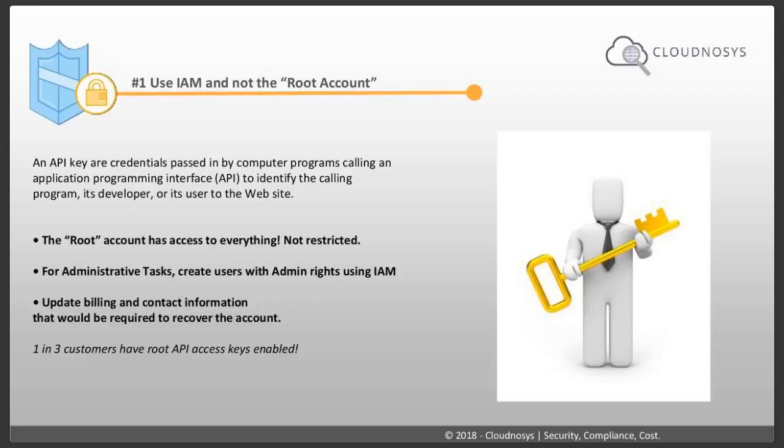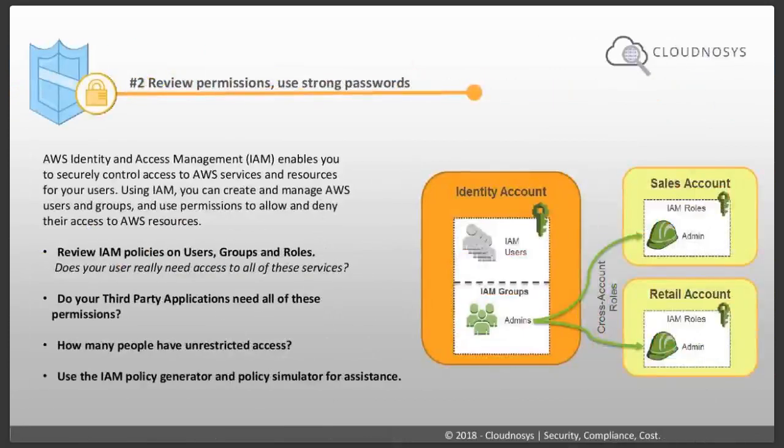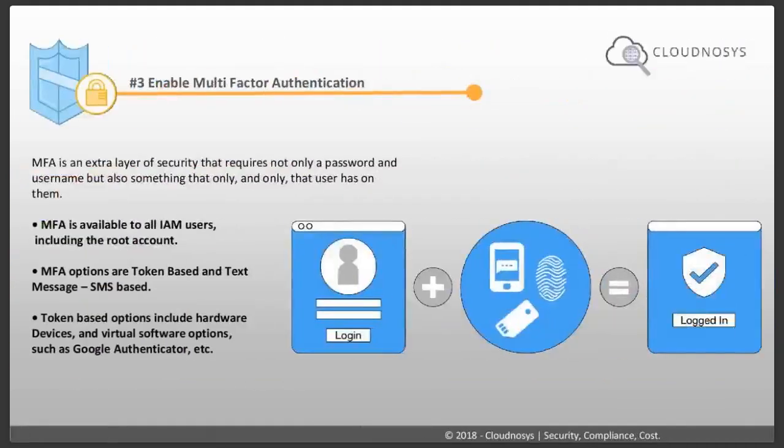So when you're using identity access management, make sure you don't use a root account. Okay, that's also very important. Your billing information is up to date, and 1 in 3 customers we see have root API keys enabled, which is not a good thing. Review permissions and use strong passwords. And also in your groups and policies, you should be able to divide those as much as possible and segregate to reduce your blast radius if one of the security groups did get compromised.